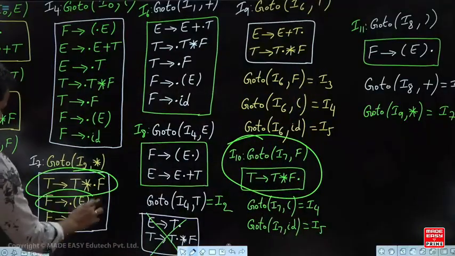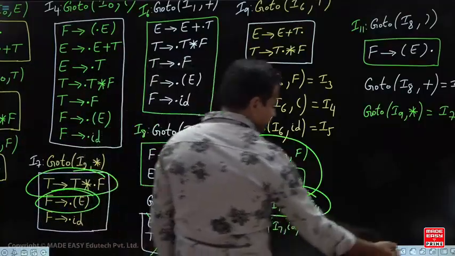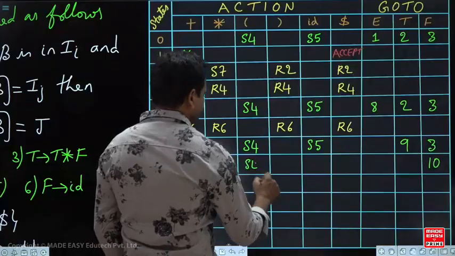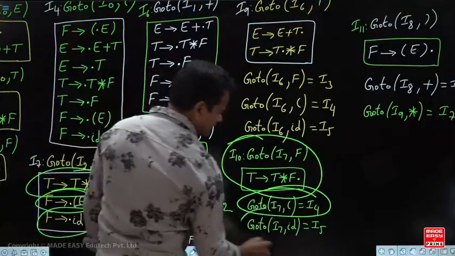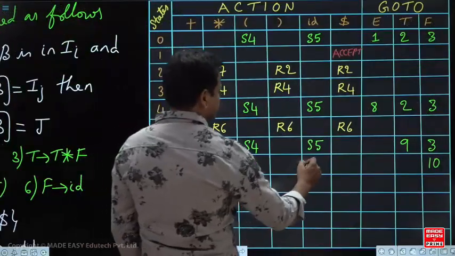And this is I7 comma open, I4. So 7 comma open is S4. Okay. Next, I7 comma ID, I5. So 7 comma ID is S5.